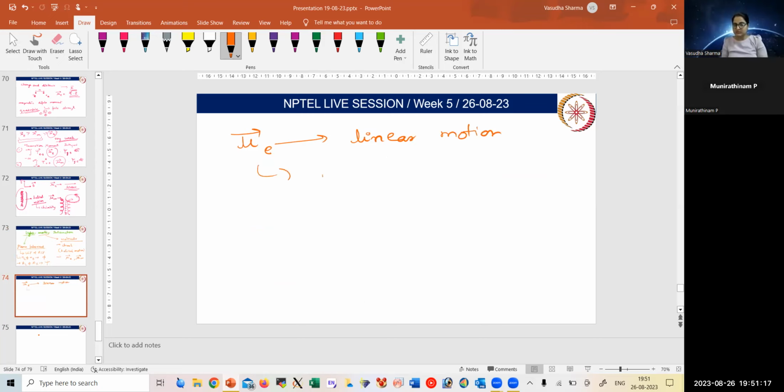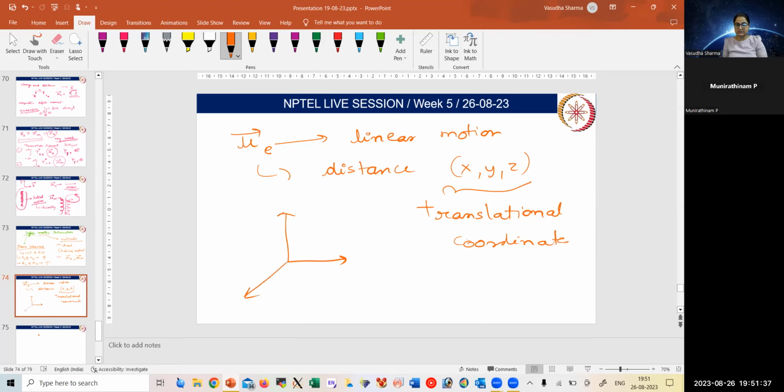That means it depends upon the distance, and distance is nothing but your XYZ coordinates. These are your translational coordinates, which define the translation of your molecule. So if this is my coordinate system, with Z, X, and Y, the origin would be 0, 0, 0. And if my particle 1 is here, it would have x1, y1, and z1.